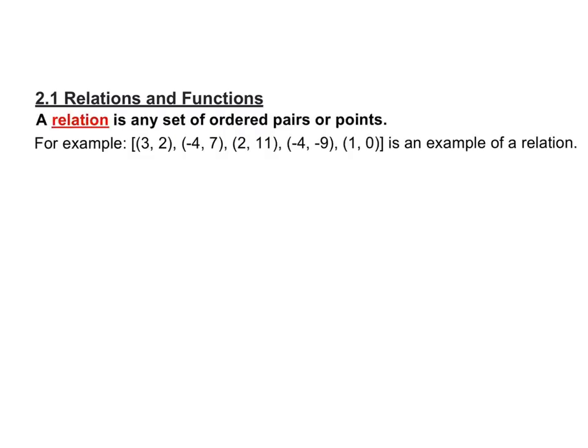First thing, a relation is any set of ordered pairs or points. And here is an example. Okay? 3, 2, that's 1 point. Negative 4, 7. 2, 11. Negative 4, negative 9. 1, 0. This is an example of a relation. This is a set of ordered pairs, a set of points. Grouping them together makes it turn into a relation.